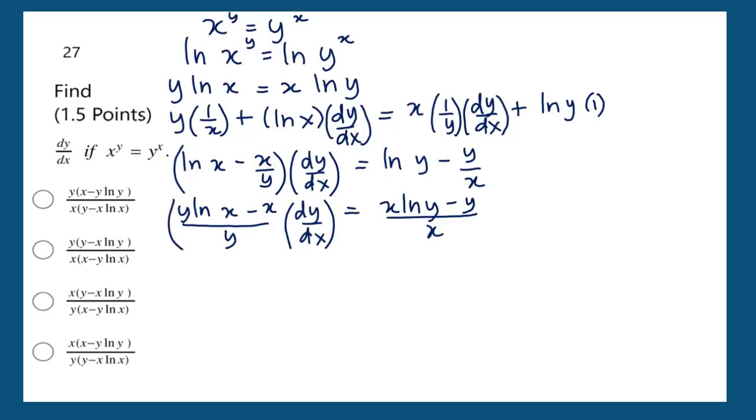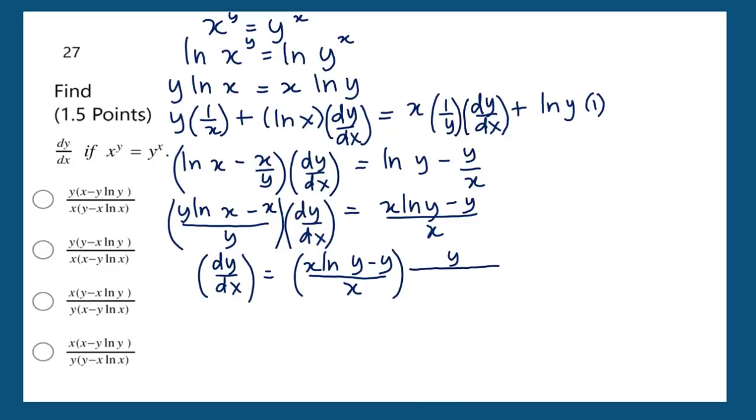Okay, so we want to find the dy/dx in this case here. So on your right hand side, you will have x ln y minus y over x, divided by y ln x. Divide by y ln x means that you multiply with y over y ln x minus x.